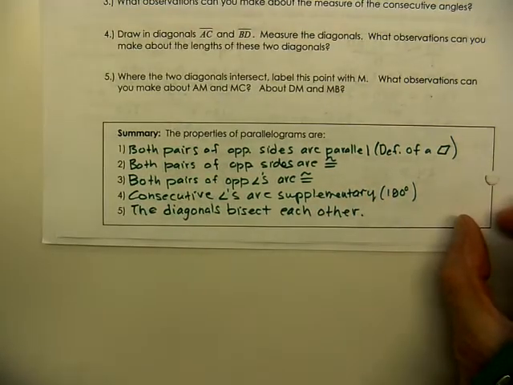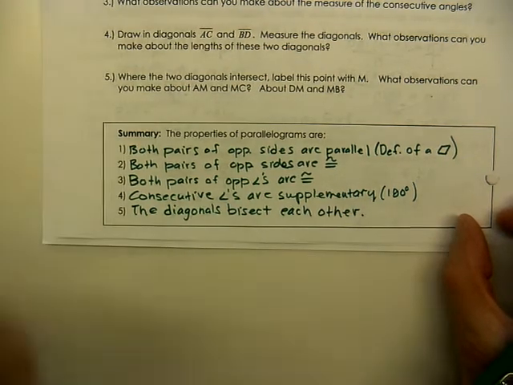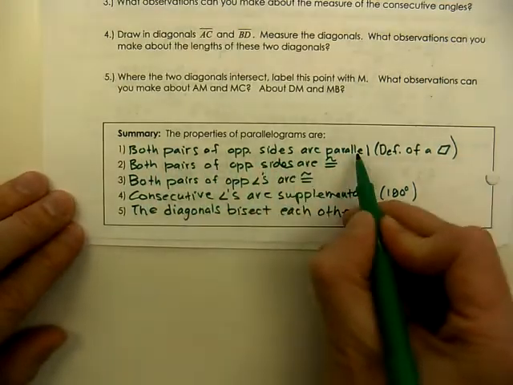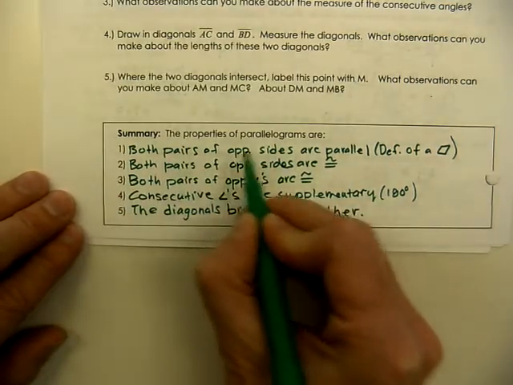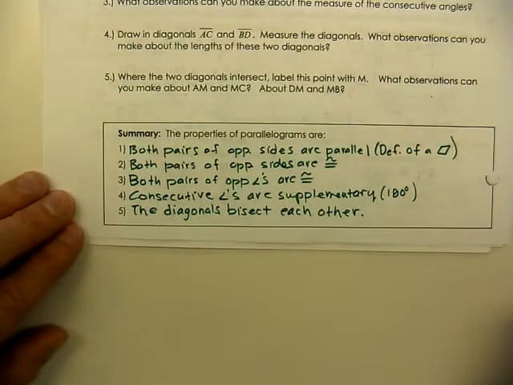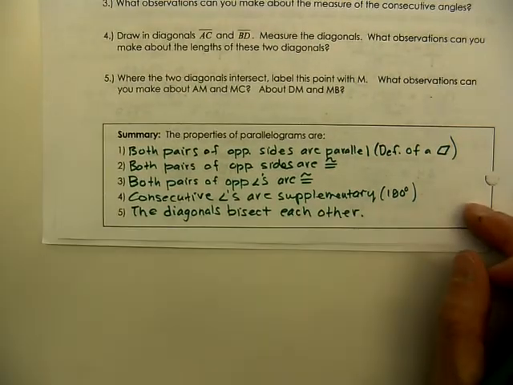We're going to be looking at some examples here in a moment, using these properties to set up equations and solve for variables, but these 5 are the ones that you also need to know, like how to say it correctly. So don't just say opposite sides are parallel, say both pairs of opposite sides are parallel. Use this kind of wording that you see right here. All right, let me turn the page over. Let's take a look at a couple of these.